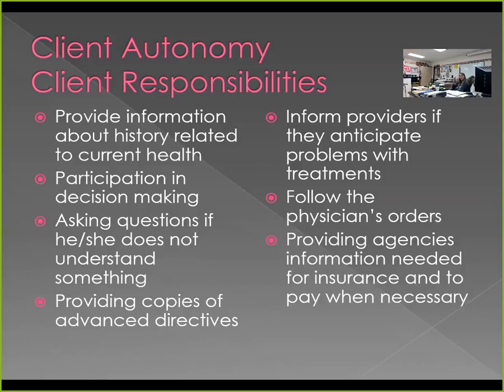Client responsibility to follow the doctor's orders. If they put you on a special diet, it's the patient's responsibility to follow that. The doctor can't make you do that. And at the same time, if you don't follow the physician's orders, you shouldn't expect the outcome that the physician told you would happen. Does that make sense? It's unrealistic. If you don't follow their orders, probably whatever they told you was going to happen is not going to happen.